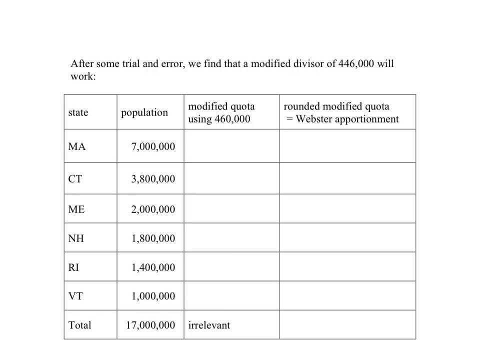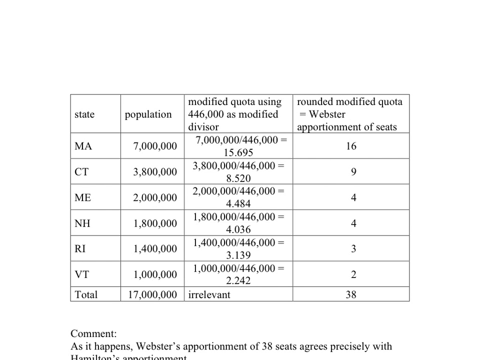So how did we find out that it worked? It means that we computed state population divided by modified divisor and computed how much that equals for each state. And after rounding each one to the nearest integer, it turns out that the sum of rounded modified quotas really does happen to equal 38. So that's what it means that 446,000 works as a modified divisor. All right, so each one of these is state population divided by modified divisor.